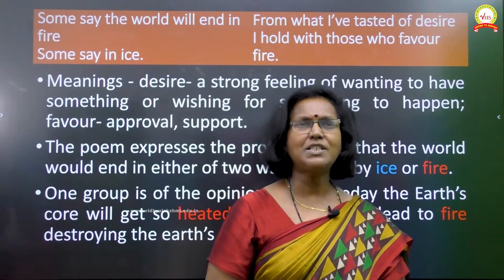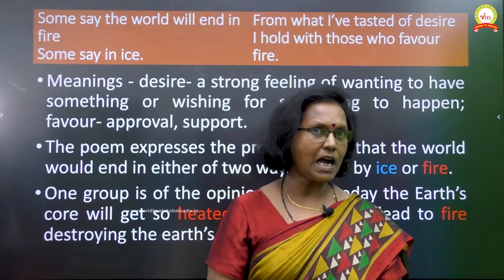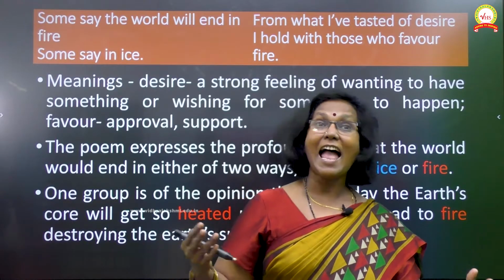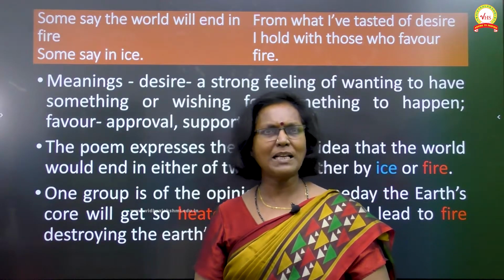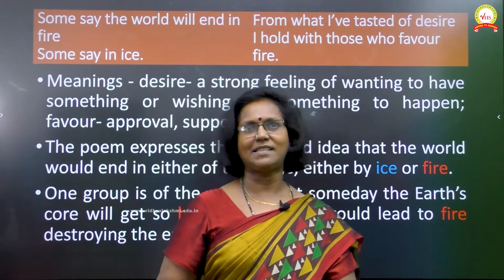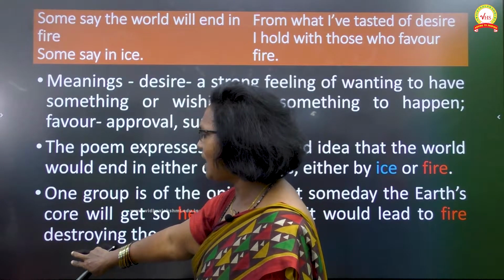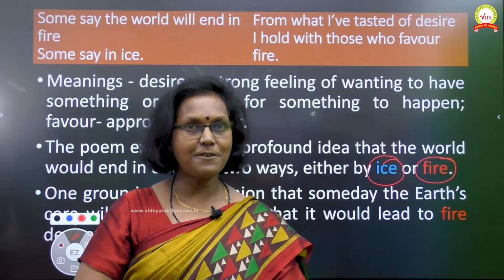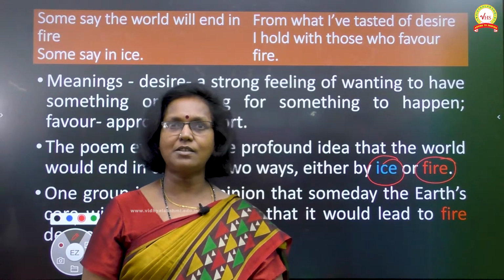And the other word which is new. It's not new, you might have heard it already, but let's make ourselves clear with that, and that's favor: approval, support, acceptance. We take all these things for favor. So the poem expresses the profound idea that the world would end in one of two ways, fire or ice. So we know that fire and ice cause too much destruction. When we see these two words, fire and ice, we understand that they are destructive.